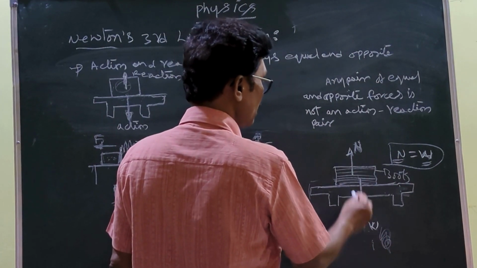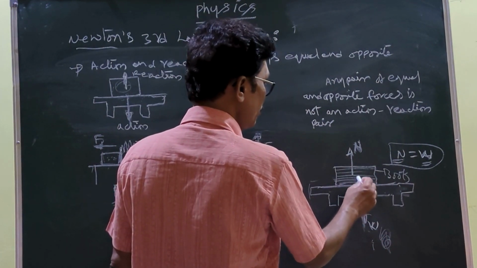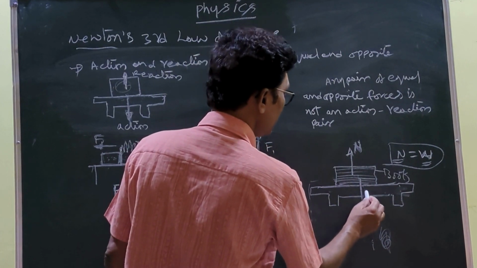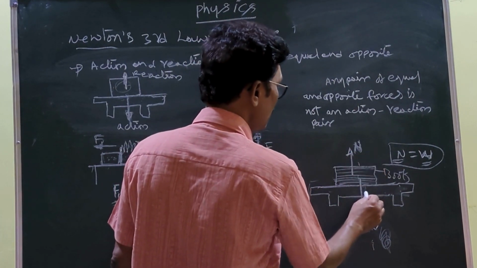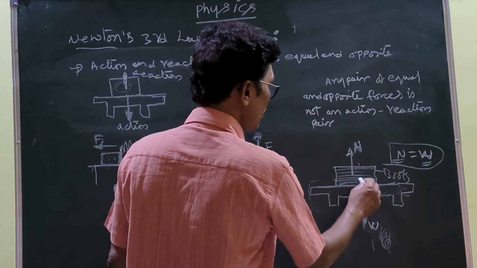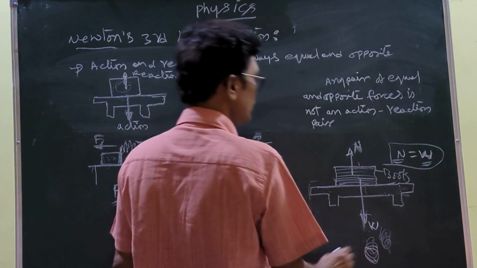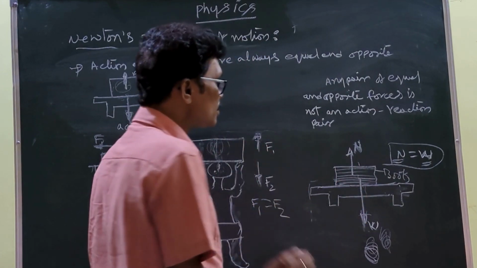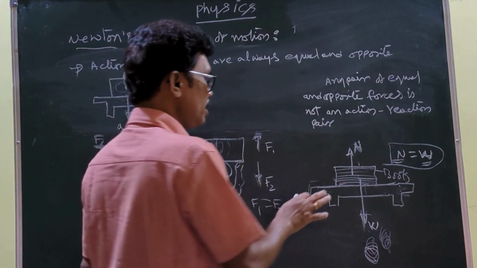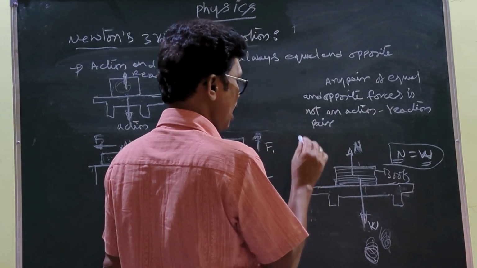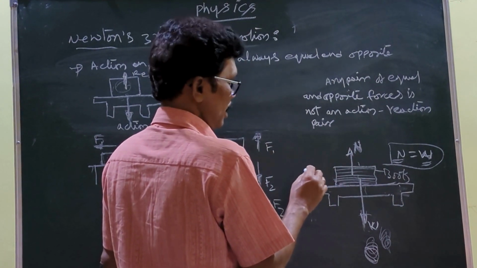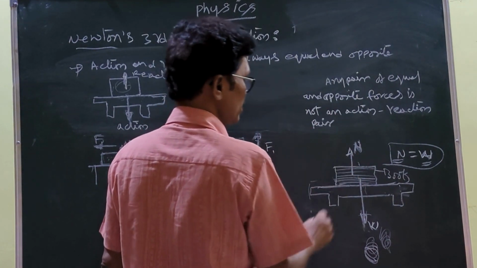Please understand that, earth. Whereas the book, the force that is exerted by the table. So N is the normal reaction by the table, whereas the book's weight is due to the earth. So these kinds of forces are not considered as Newton's third law. Obviously these are two opposite forces acting on two different bodies.